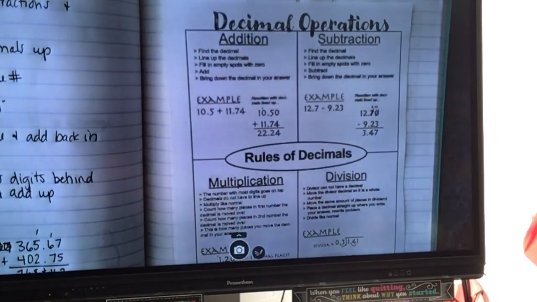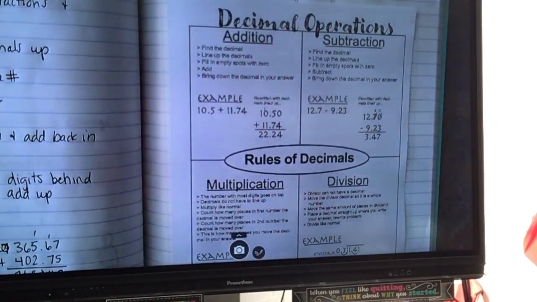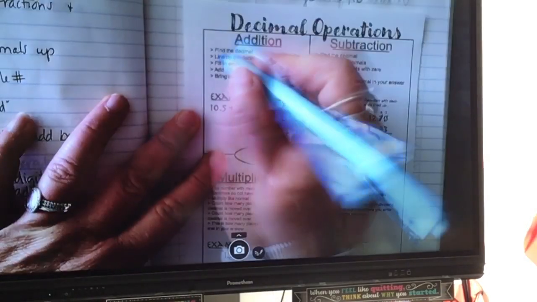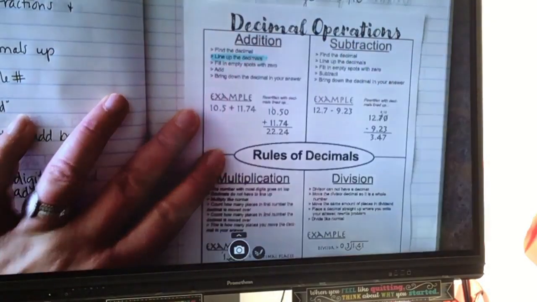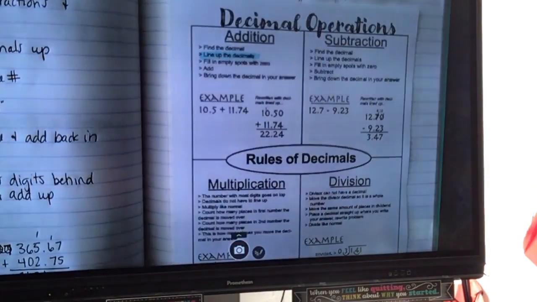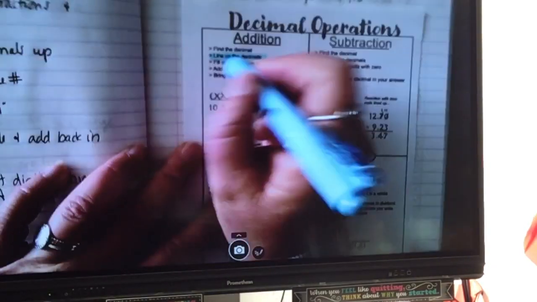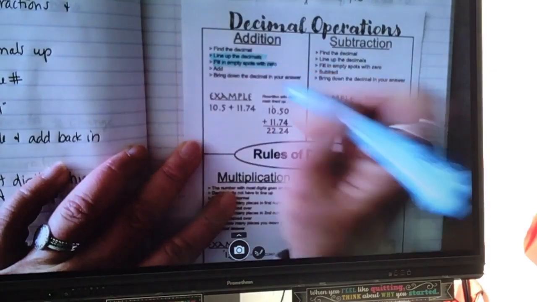So when we're adding, it says find the decimal, line up the decimal, fill in the empty spots with zeros, add, and bring the decimal down in your answer. So what is important that you kinda wanna highlight a little bit in just those bullets? Yes, ma'am? Line up the decimal. Line up the decimal is very important, okay? What else do you feel like? Yes, ma'am? Fill up the empty spots. Yes, so fill up those empty spots with zeros.